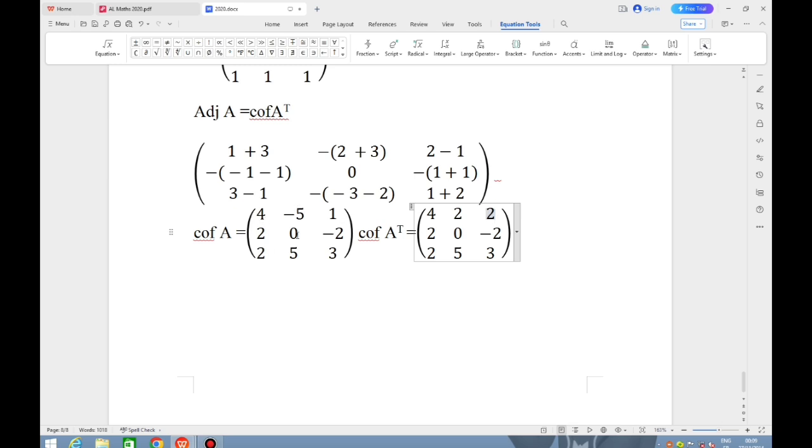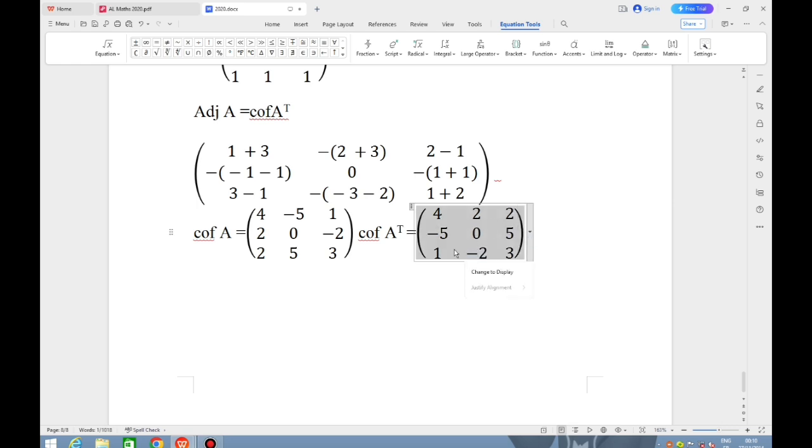So 4 2 2 becomes 4 2 2. Negative 5 0 5 becomes negative 5 0 5. And finally 1 negative 2 3 becomes 1 negative 2 3. So this is the transpose of the cofactor of A.